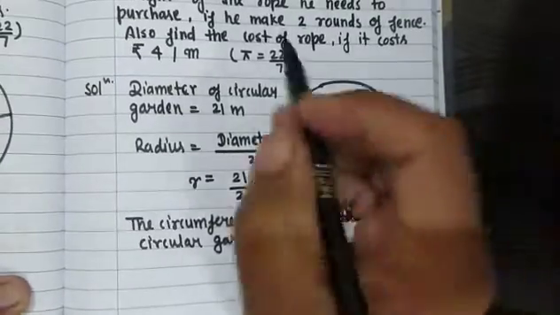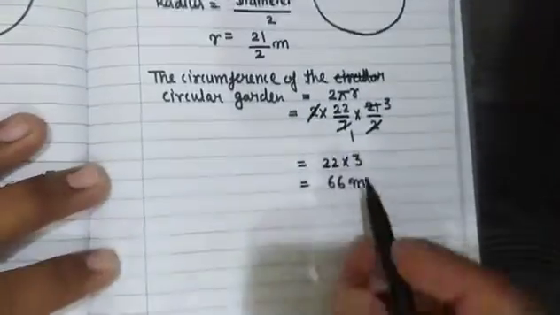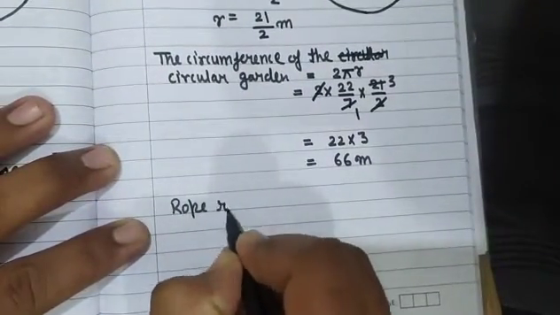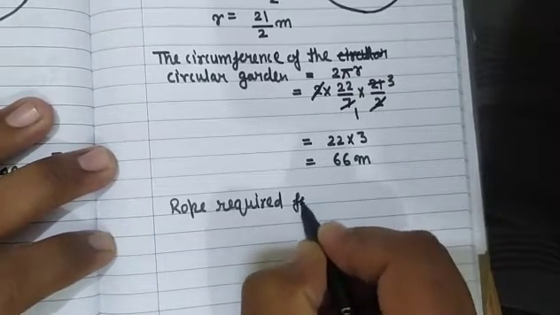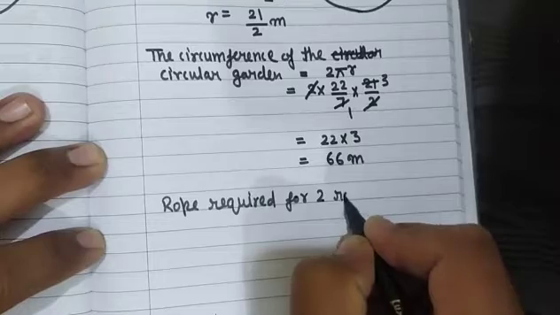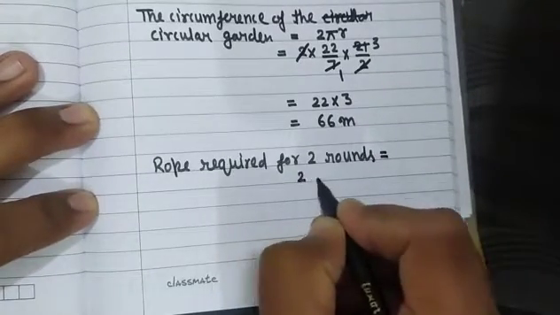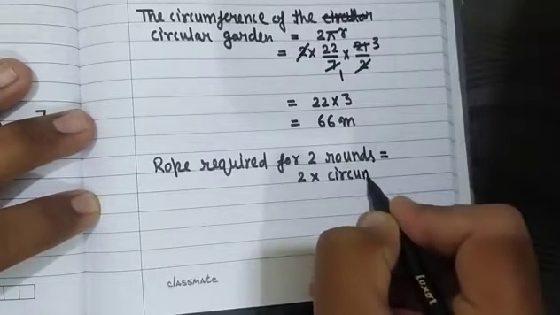As you know that the gardener makes 2 rounds of the fence. So rope required for 2 rounds will be equal to 2 multiplied by circumference.